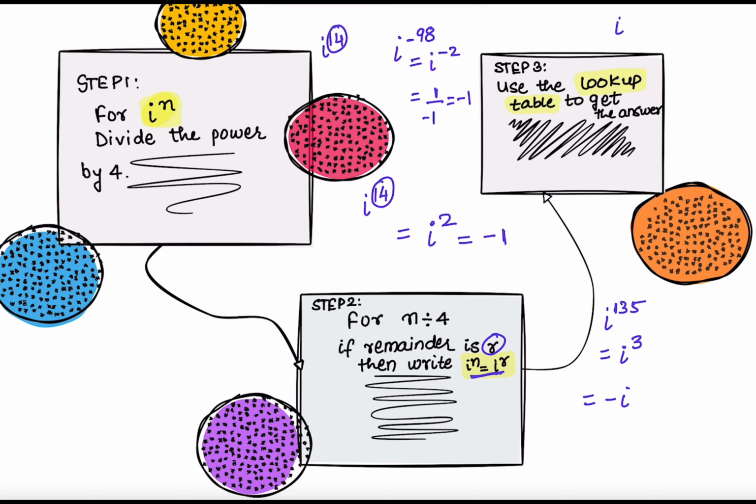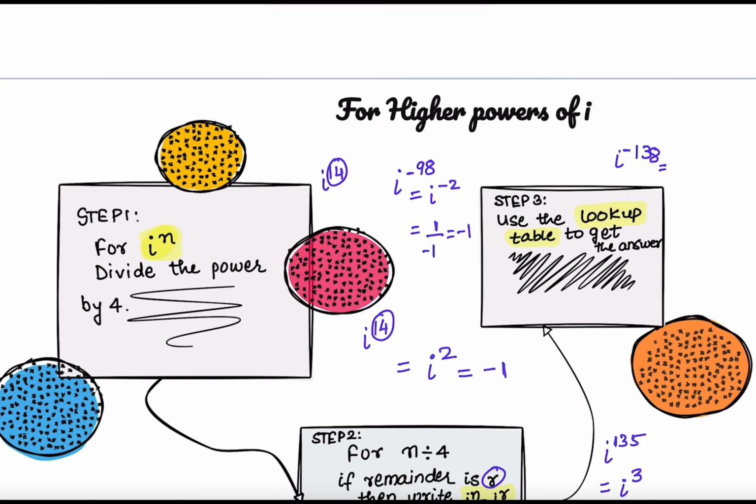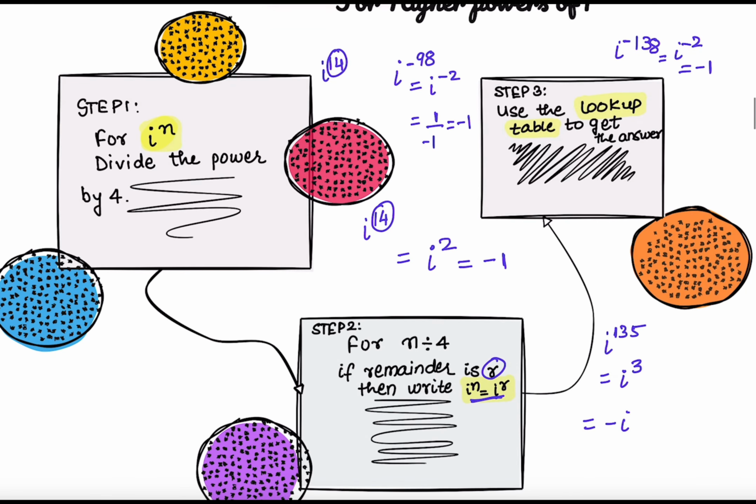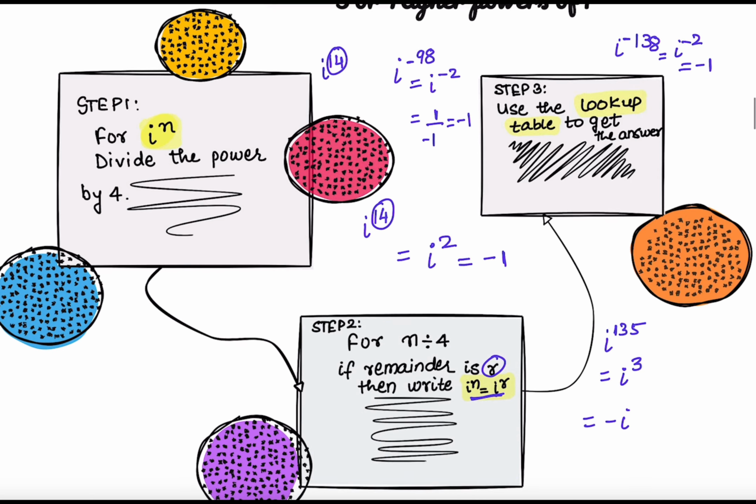And let's take up one last. If you want something like i to the power minus 138, you should divide the power by 4. So I think the remainder would be 2, is it? Yeah, i to the power minus 2. You end up with minus 1 as your answer. So again, have a look at this, and we'll move on to what basically complex numbers are.